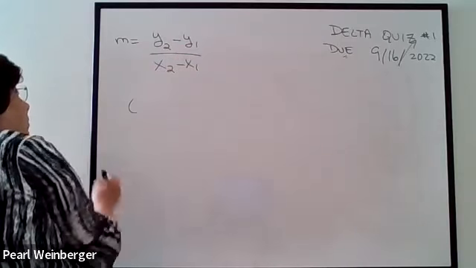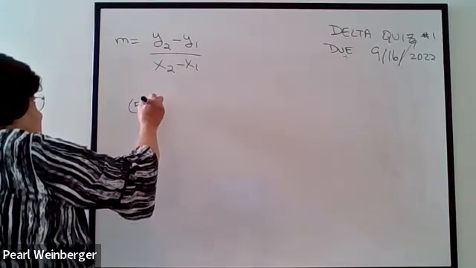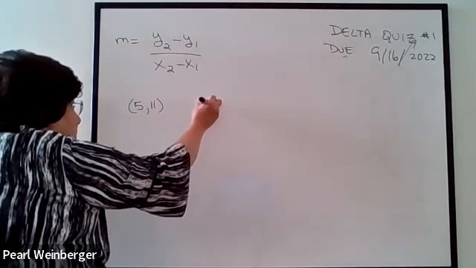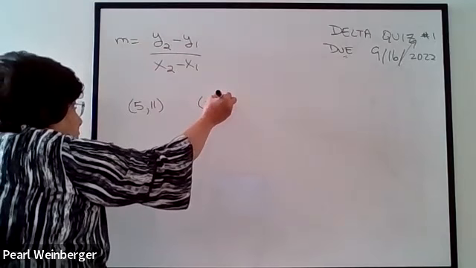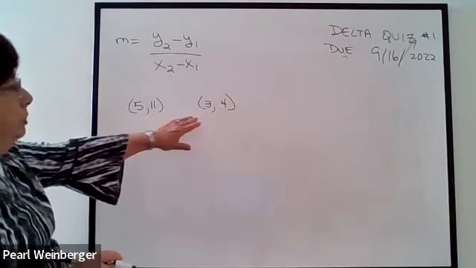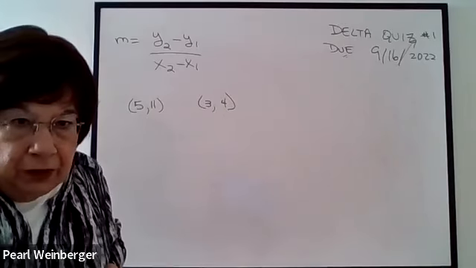Okay, here are 2 points: 5, 11, and 3, 4. Find the slope between these 2 points. I'm going to give you a few minutes again.